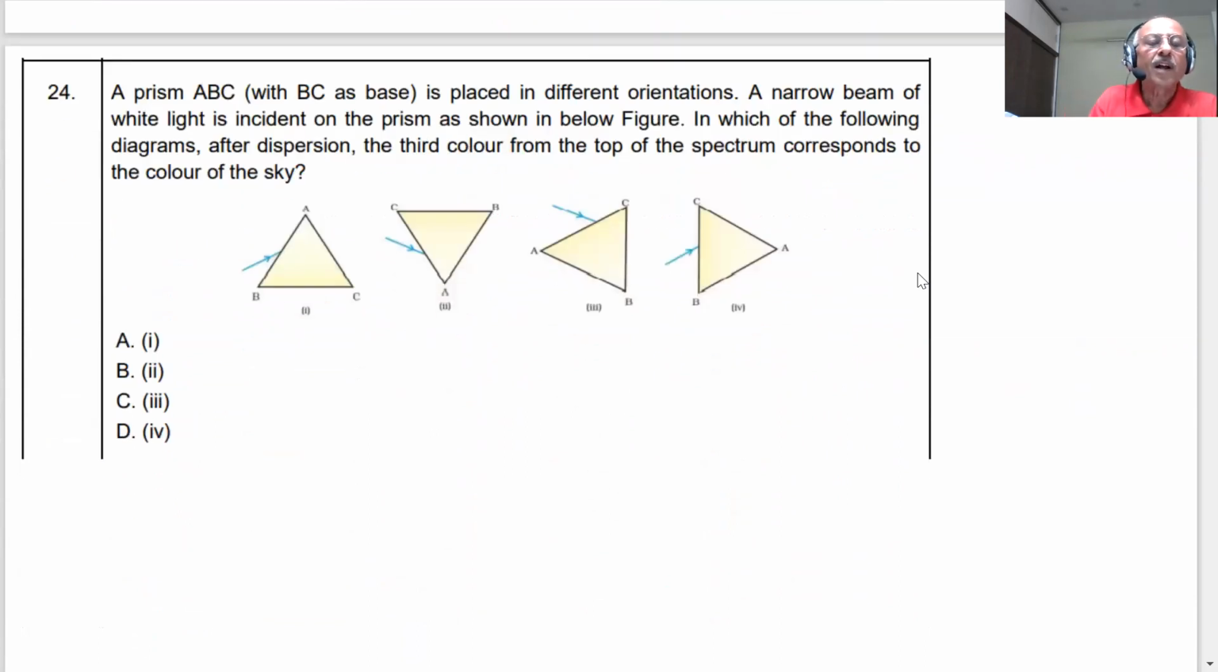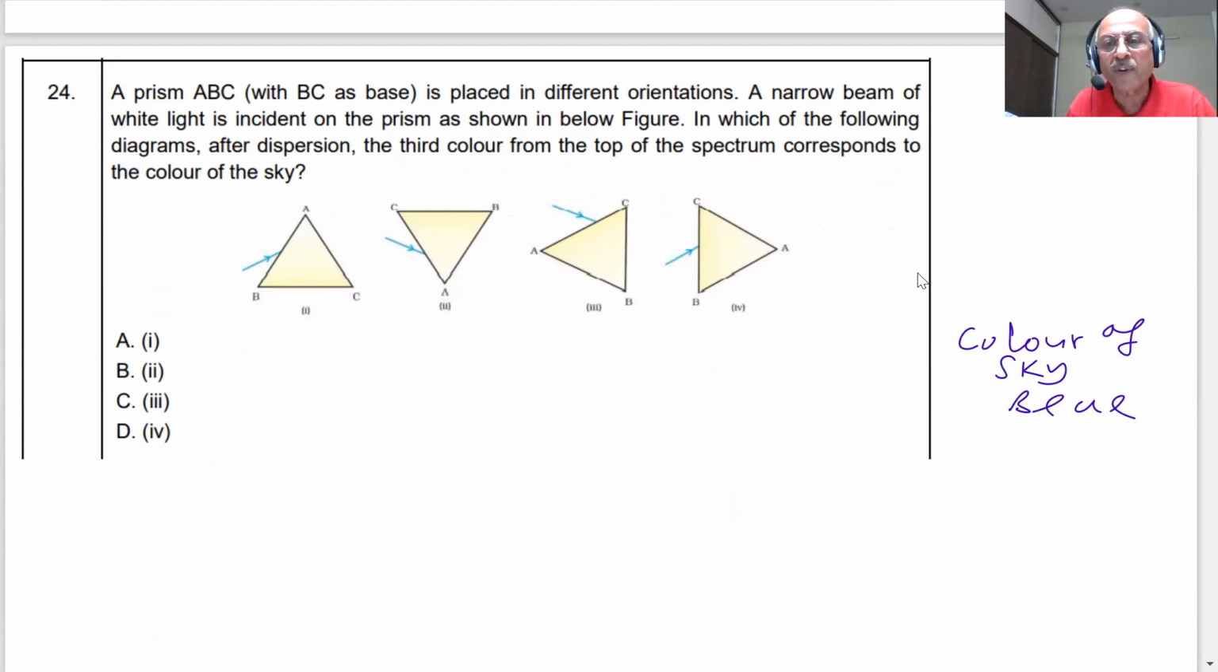Now, students, a prism ABC is placed in different orientation. A narrow beam of white light is incident on the prism. In which of the following, after dispersion, does the third color from the top correspond to the color of the sky? What is the color of the sky, student? The color of the sky is blue.